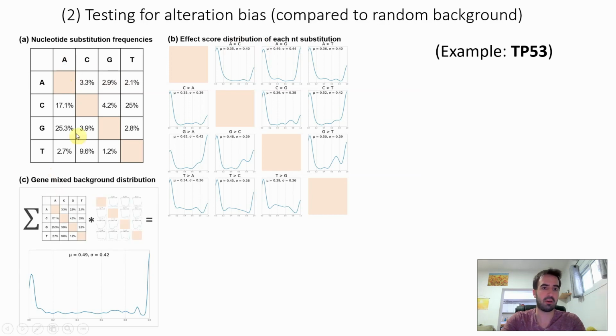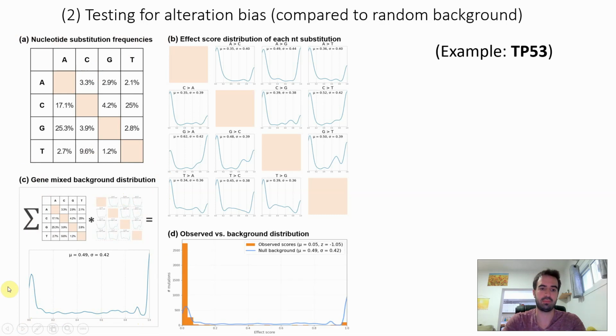And then we mix those substitution frequencies with the distributions of the substitutions, and we get the overall background distribution of effect scores. So this describes, for a random mutation within the coding region of the gene, according to these substitution frequencies, what would be its expected effect score.